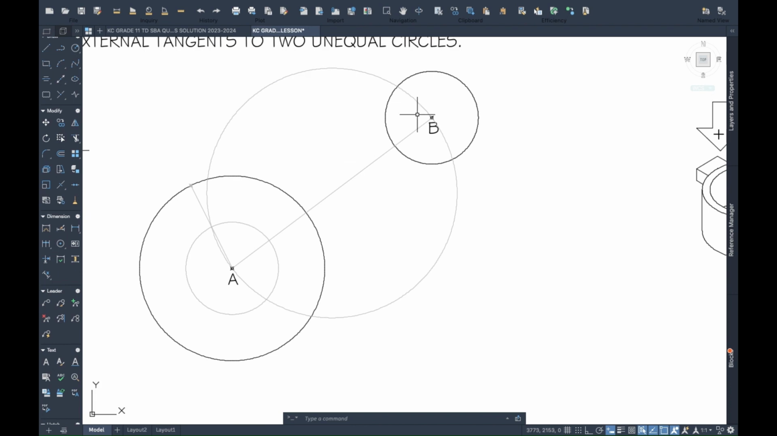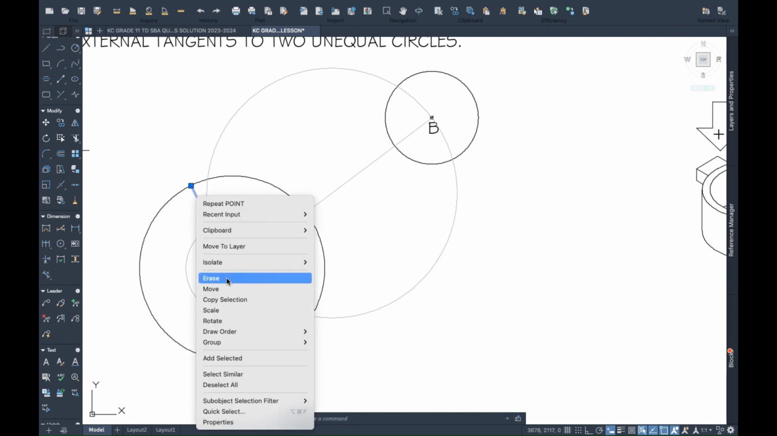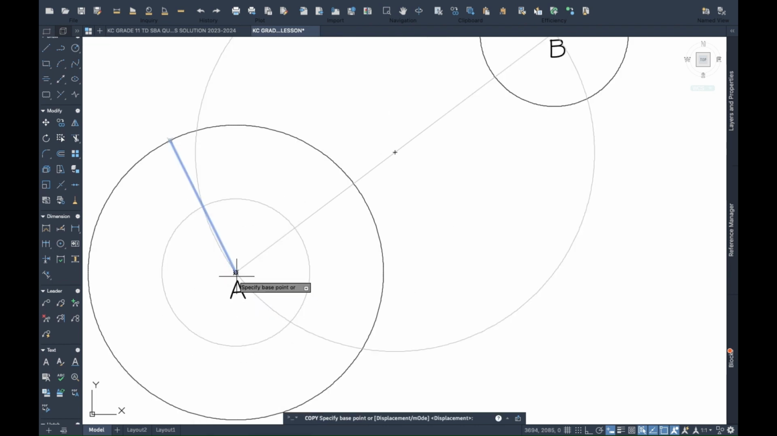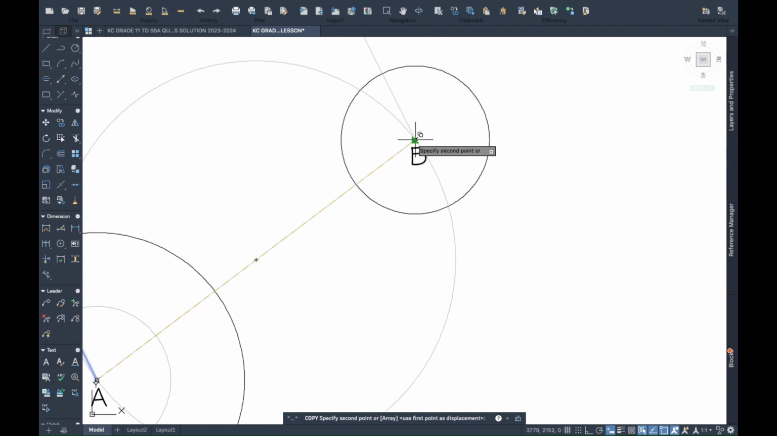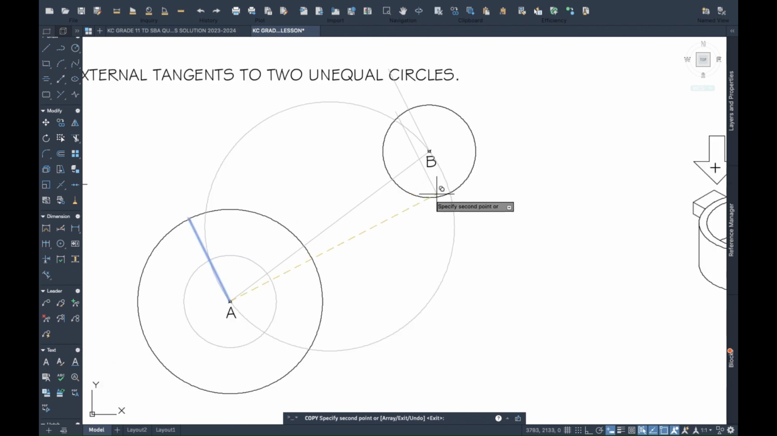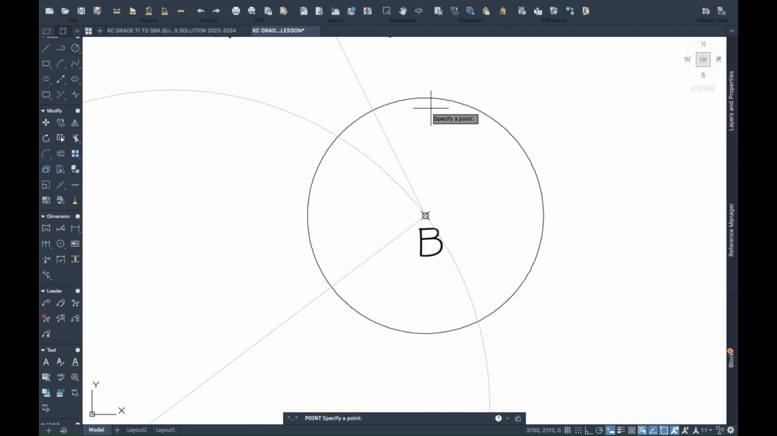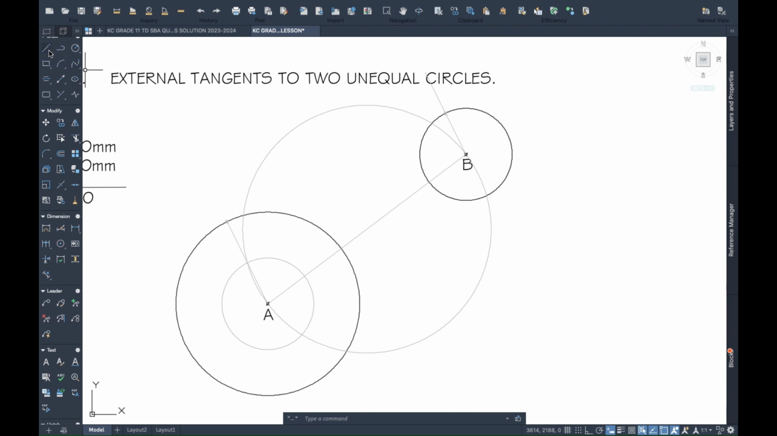Right? Now it's time for us to find where on this circle the tangent point will be. All we do is click on this and we copy. So I'm going to copy from here and bring it to the center there. All right. Now point again, and we know that the tangent point will be right there. So all we need to do is connect from here to there, and that will be our tangent.